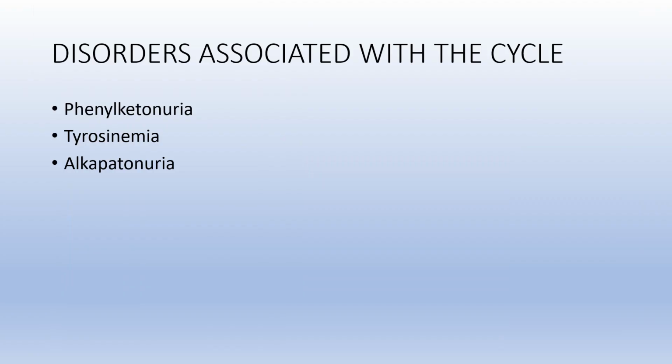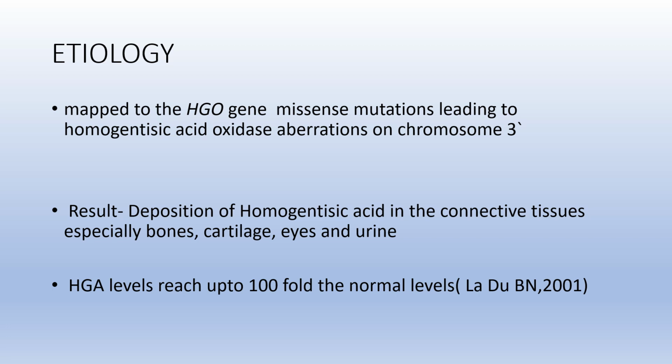As previously mentioned, the disorders associated with the catabolic pathway of phenylalanine and tyrosine are phenylketonuria, tyrosinemia type 1, 2, and 3, with type 1 being the most severe form, and alkaptonuria, which is a part of endogenous ochronosis. Coming to the etiology of ochronosis, it is due to the HGO gene missense mutations on chromosome 3, which leads to the HGO aberrations, leading to the deposition of homogentisic acid in the connective tissues, especially of the bones, the cartilage, eyes, and the urine of the patients.